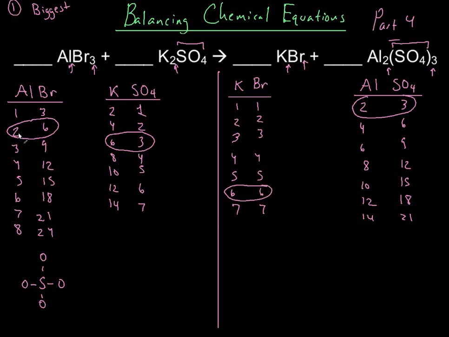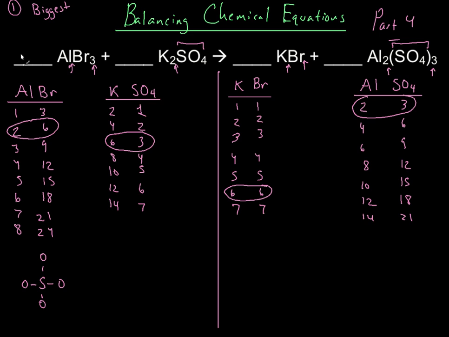Well, let's see. We have 2 aluminums, 2 aluminums. We have 6 potassiums, 6 potassiums. We have 6 bromines, and we have 6 bromines. And we have 3 sulfates and 3 sulfates. So this is a fully balanced chemical equation.